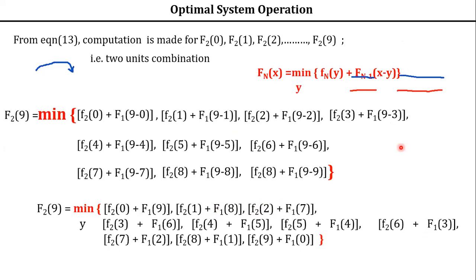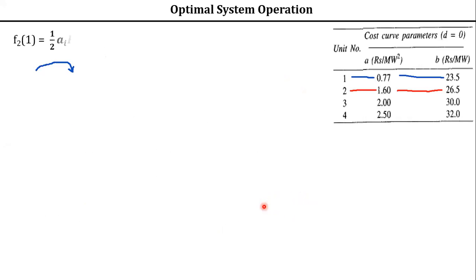Why are the AI values different for F1 capital F? Oh, I will explain. Okay, now the third combination, please remember. What is the third combination? F2 of 2, F1 of 7. So find out F2 of 2, F1 of 7, and add those two. That will be the value for your third combination. Understood?